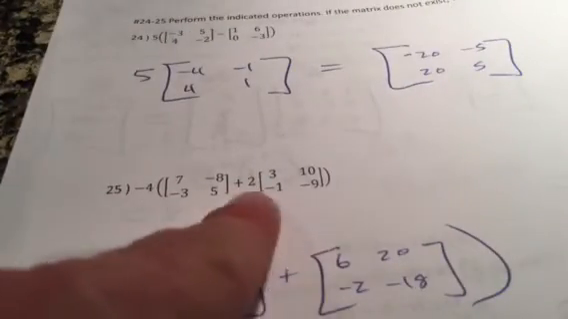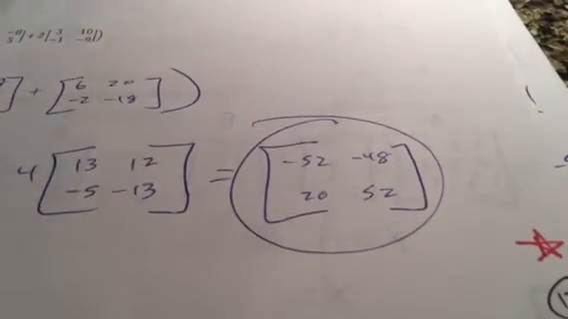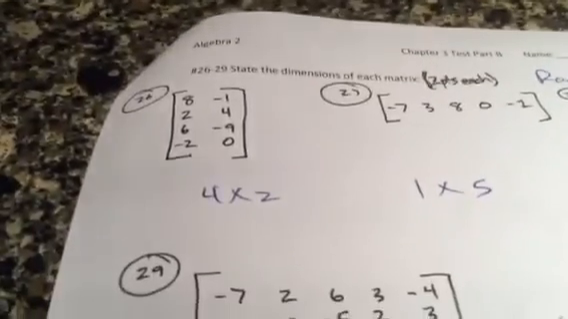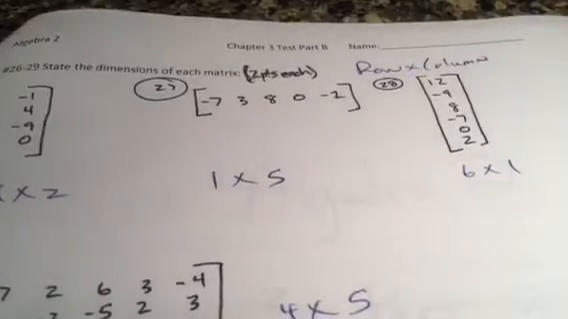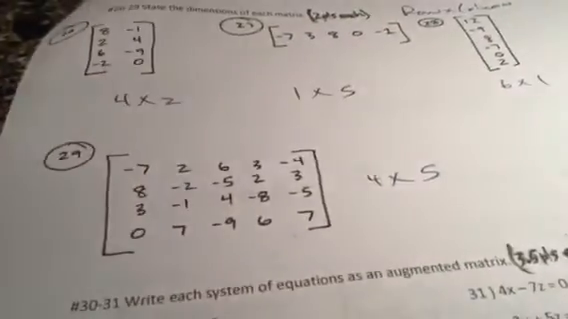First, double this matrix here. And then add those two together. Then multiply it by -4. And that's your answer. And then page 14. Pretty easy there. It's going to be a 4 by 2, a 1 by 5, a 6 by 1, and a 4 by 5. Write it as an augmented matrix.